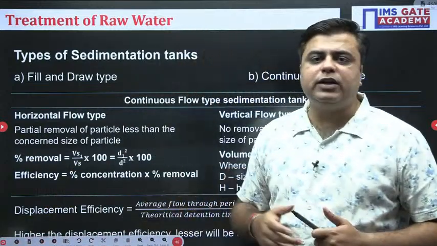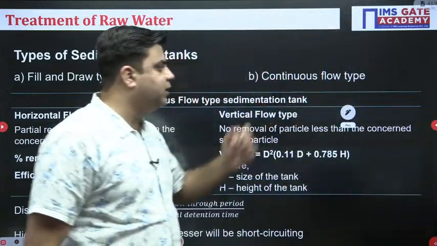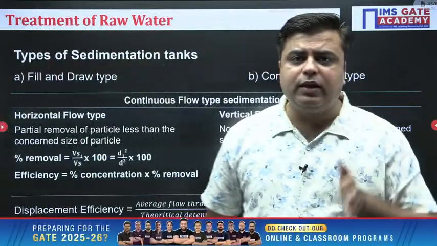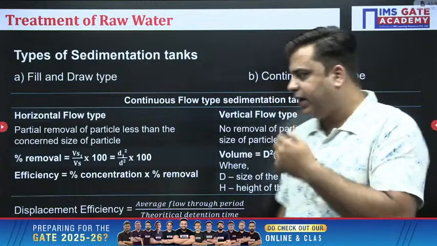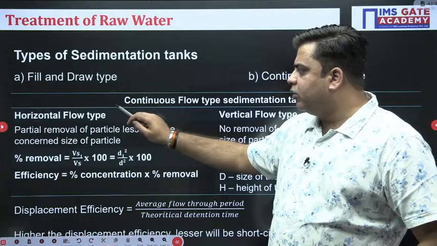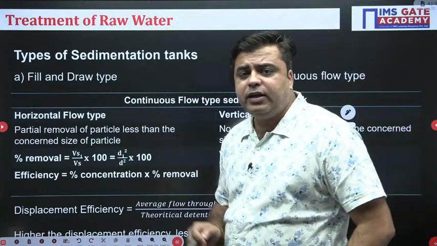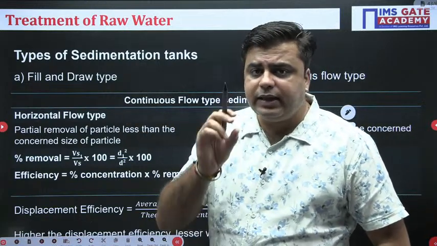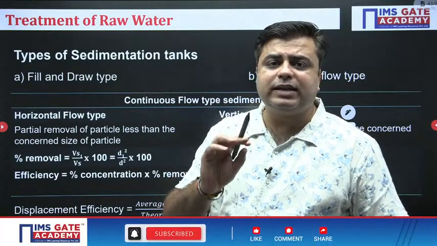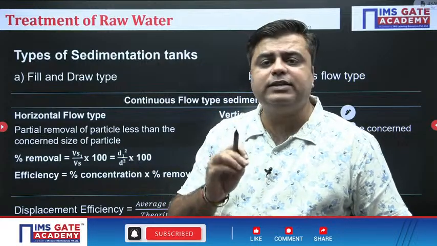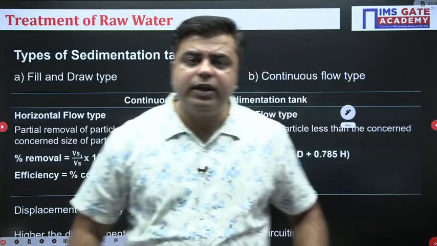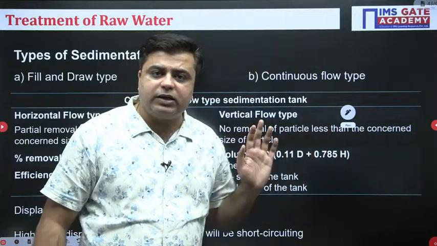The second type of sedimentation tank is the continuous flow type sedimentation tank, which is of two types: horizontal flow type and vertical flow type, based on the direction of flow. We have done this entire analysis. We know that in a horizontal flow type sedimentation tank, there is a chance that even solids having size less than the concerned size can be removed. There is a concept of partial removal in a horizontal flow type tank. But in a vertical flow type tank, there is no concept of partial removal.